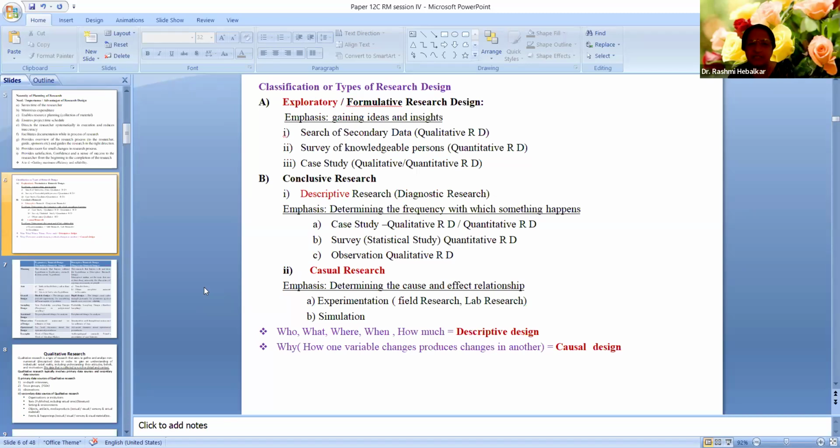So I suppose exploratory research design is clear to you. Let us go to the B part, conclusive research. Descriptive research, another name is diagnostic research, where huge data is there and you want only information, not much insights. Descriptive research is done. For example, one year back, I did a big project for the police department.